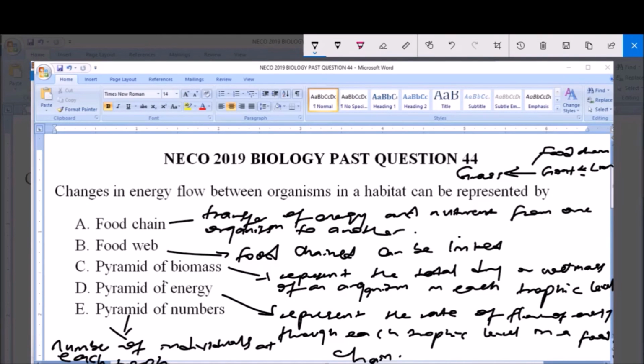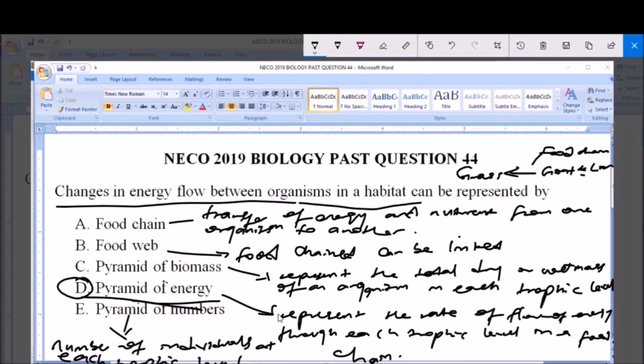Now let's go back to the question. The question says changes in energy flow between organisms in a habitat can be represented by. Now, like I told you, food chain just refers to the transfer of energy and nutrients from one organism to another. Pyramid of energy, which represents the rates at which energy flows from one organism to another, can also be seen to represent the changes in energy flow between organisms in a habitat.